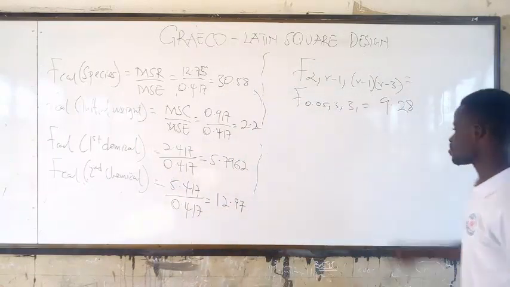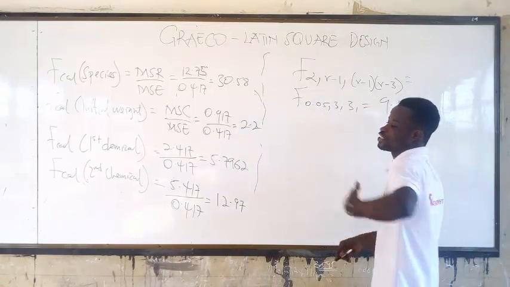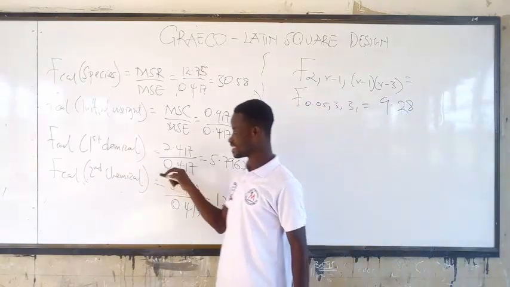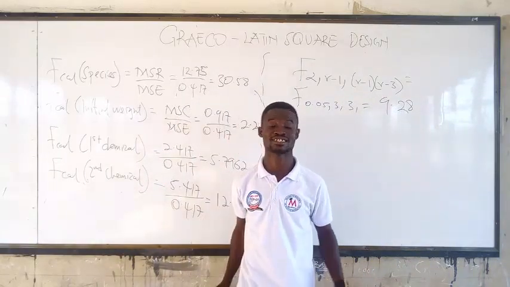Oh, this one is greater than the critical value. So if it is greater, then I will reject the null hypothesis and conclude that there is a difference in the second chemical. Simple as ABC.